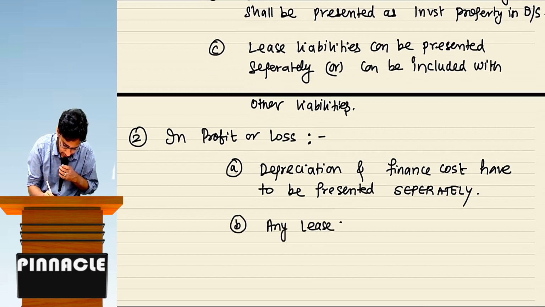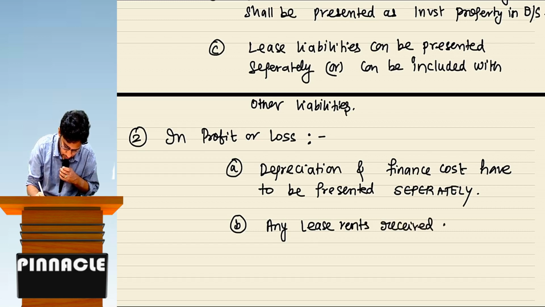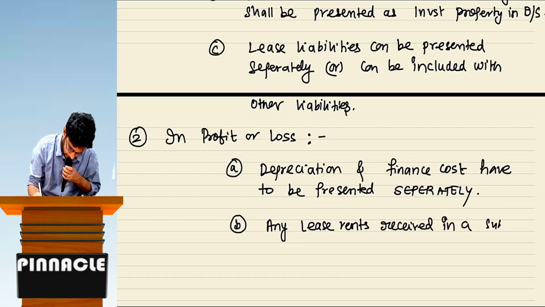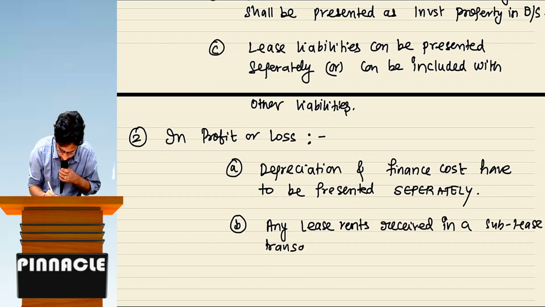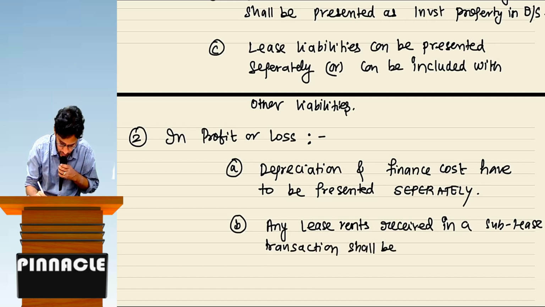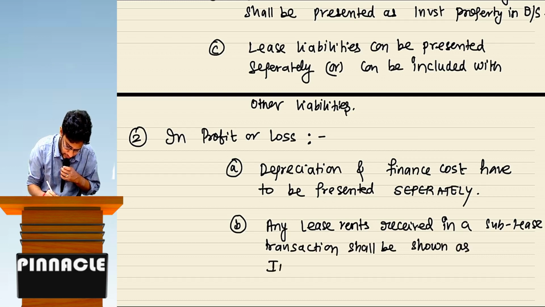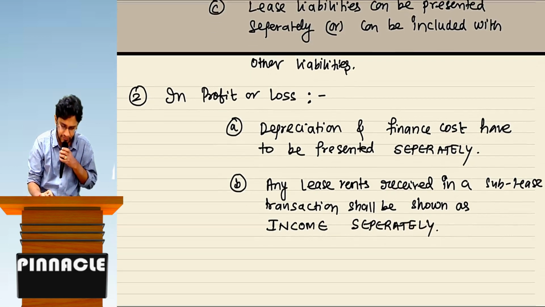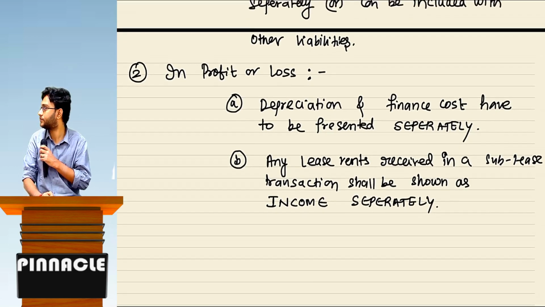Any lease rents received in a sublease transaction shall be shown as income separately. No offsetting, sir. Offsetting, clubbing are not allowed.